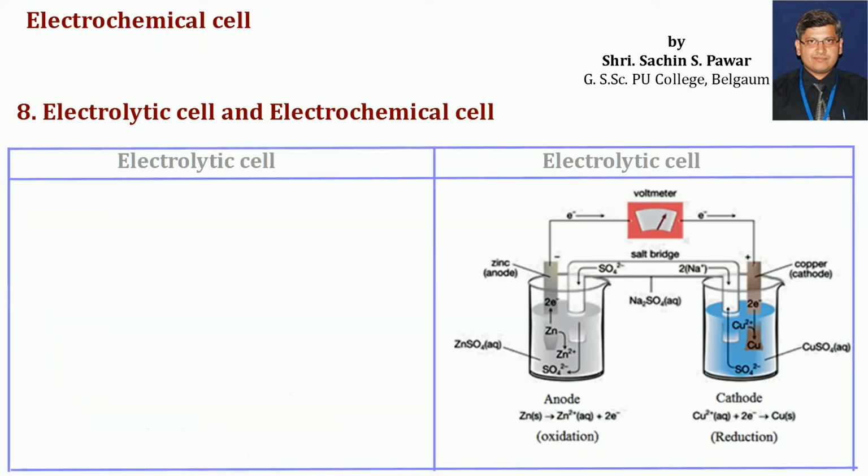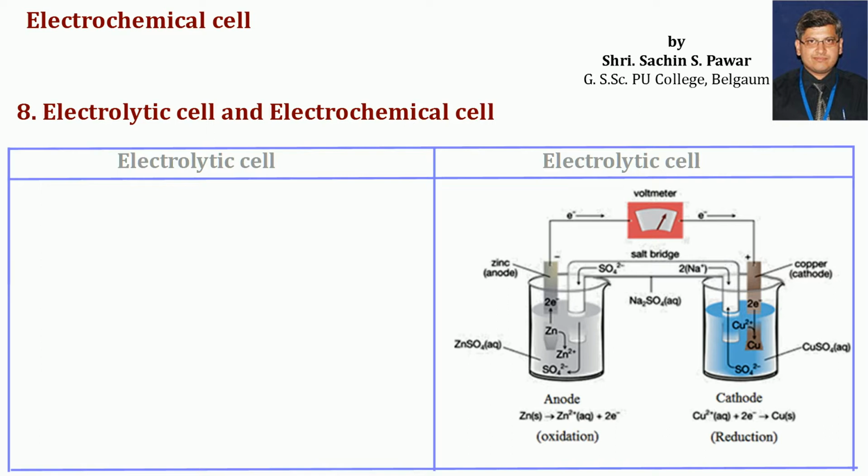Next is an example of electrochemical cell. Here on the left hand side, zinc rod is dipped in zinc sulfate solution, and on the right hand side, copper rod is dipped in copper sulfate solution, and externally they are connected to a voltmeter. The two solutions are connected to each other by a salt bridge, which consists of sodium sulfate solution. As you see, the circuit is complete.